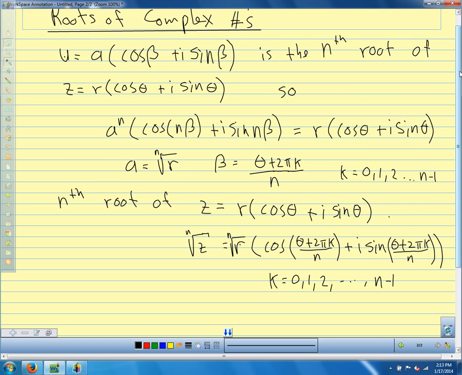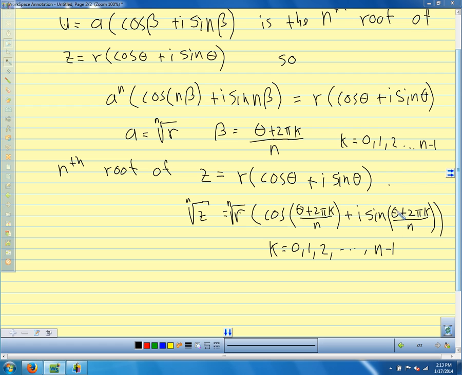So we're going to do a couple of examples of these. And we'll also talk about what this means geometrically. So what does it mean in the complex plane? All of this stuff about theta plus 2 pi k over n.